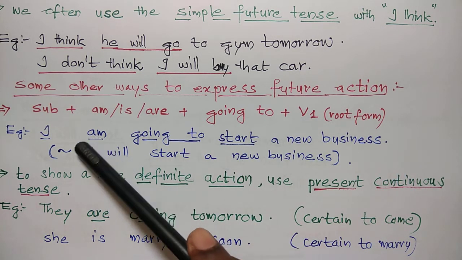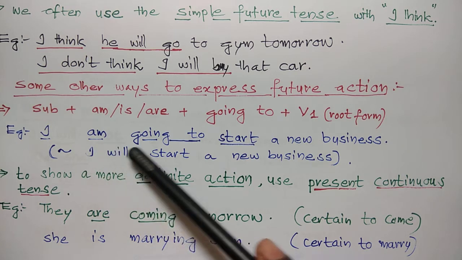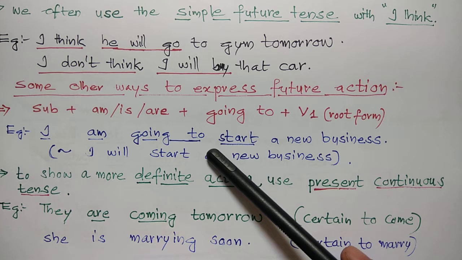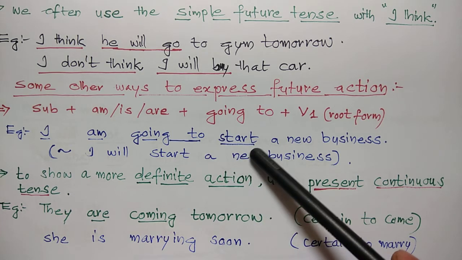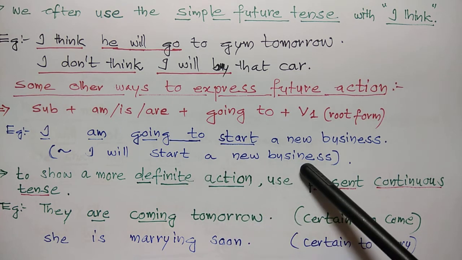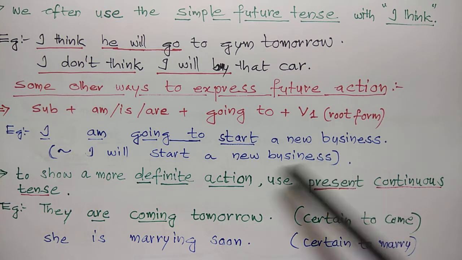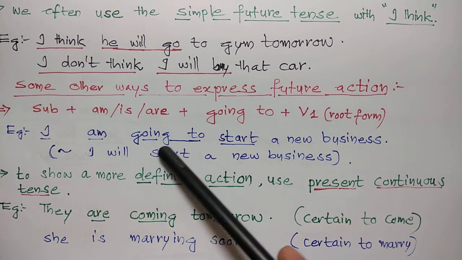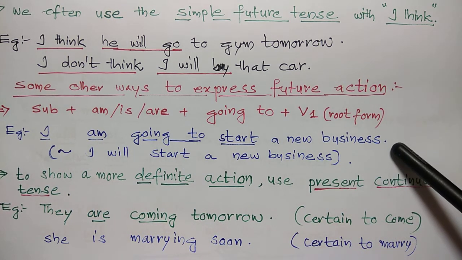I am going to start. So for showing a future action, we are using "I am going to," followed by V1 form, start. This is similar to "I will start a new business." That we can express as "I am going to start a new business."